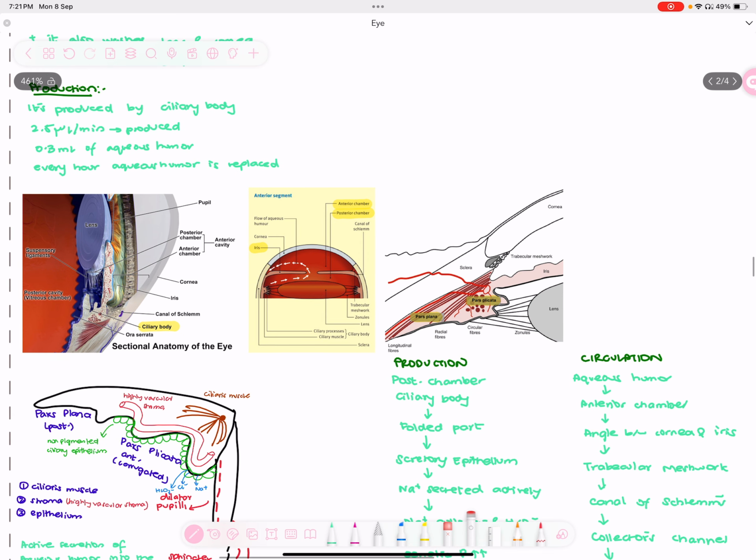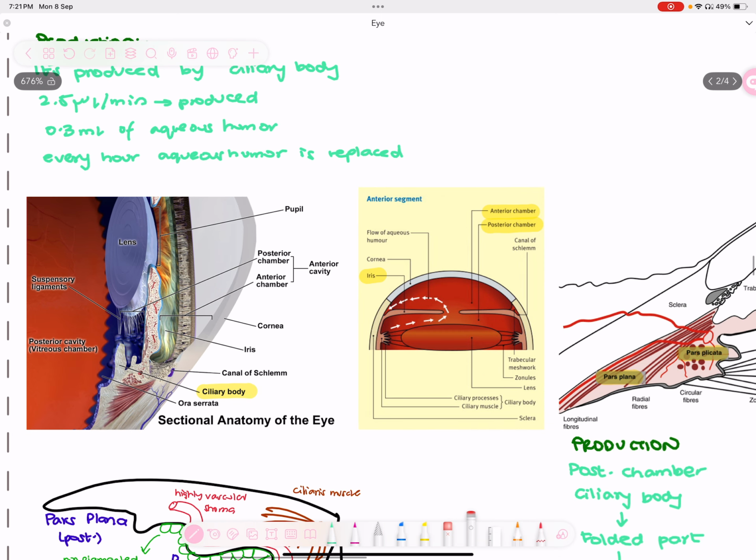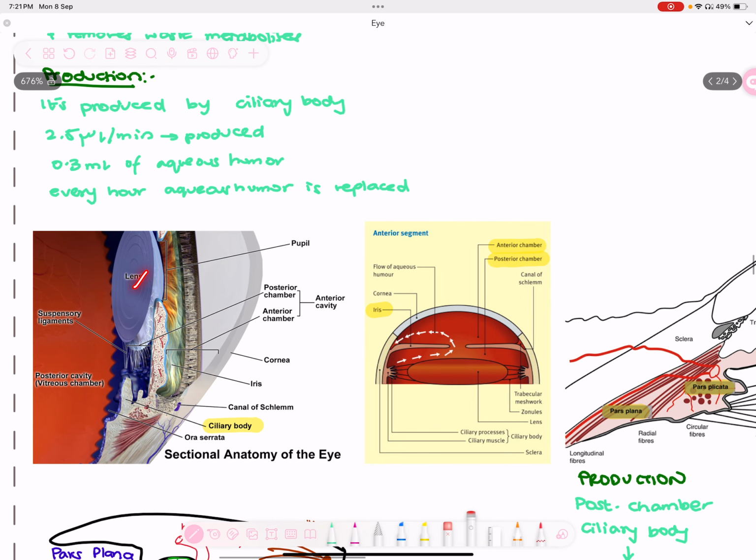Now, how is aqueous humor produced? It's produced by the ciliary body. This region right here, I'm sure you can see. It's produced by ciliary body, and I'll explain in more detail. But before that, look at this image. This is the lens, you can see, right? And these are the suspensory ligaments which attach to the ciliary body, right here. And from ciliary body, you have these ligaments coming out called suspensory ligaments.